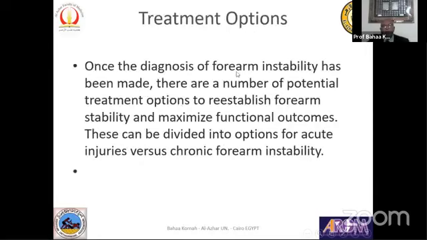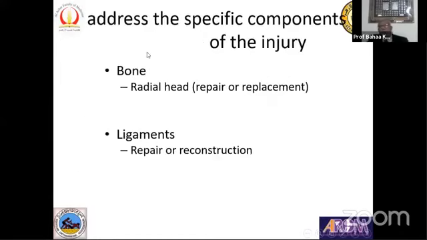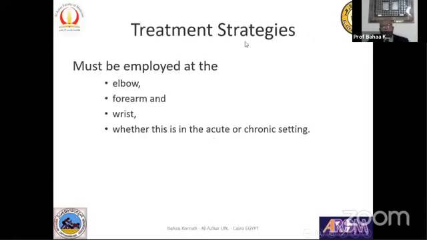Once the diagnosis of forearm instability has been made, you have to divide it into many options: either this is an acute case or a chronic forearm instability. This addresses a specific component of the injury. When you examine, look for the specific component. Is it bony or ligament or both? So for example, radial head, repair or replace; ligament, repair or reconstruct. For this strategy, it is to be employed at the elbow, forearm, wrist, or both, and whether it is an acute or chronic setting.